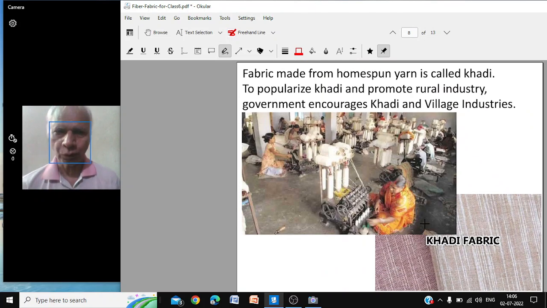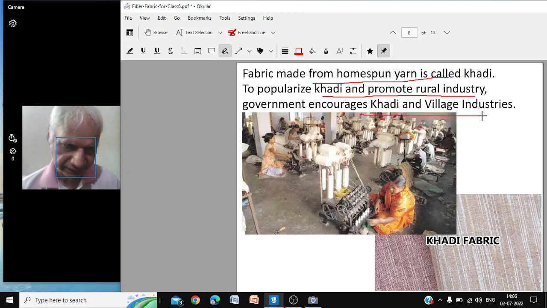Fabric made from home spun yarn is called Khadi. Khadi is yarn which you get when spinning is done at home. The work of spinning you do at home, then it's called Khadi, spinning in home. To popularize Khadi and promote rural, that's village industry, the government encourages Khadi and village industries.